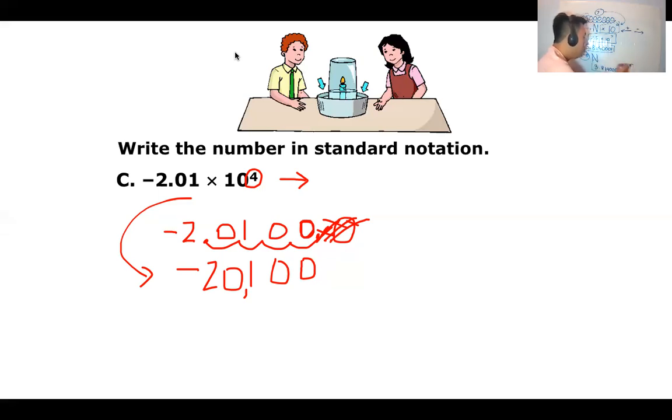O diba, napagod lang tayo. Okay, so you need to know how to convert those. Okay, now another example for the other one. Yung from scientific notation to standard notation naman tayo.